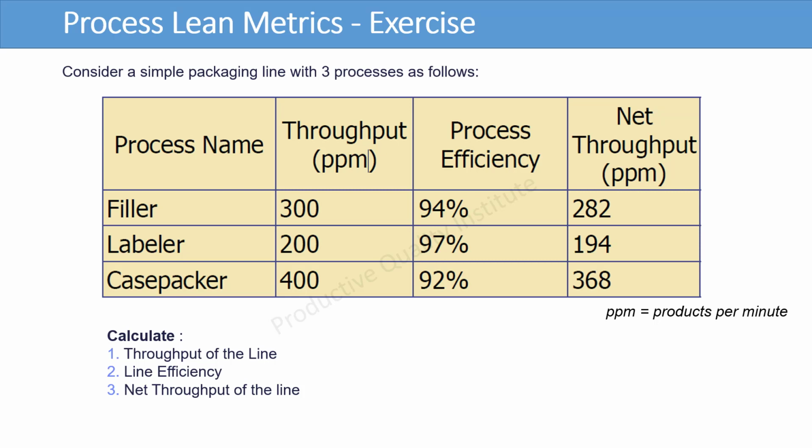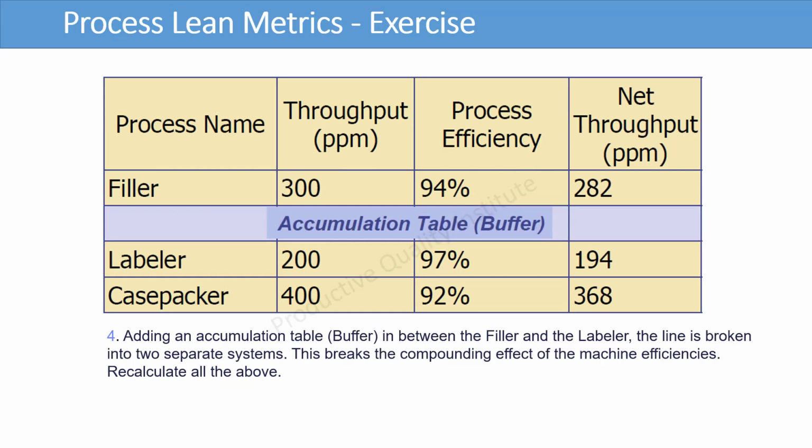Consider a simple packaging line with 3 processes, as shown in the table. Please calculate: 1. Throughput of the line, 2. Line efficiency, 3. Net throughput of the line. 4. Adding an accumulation table, a buffer, between the filler and the labeler, the line is broken into 2 separate systems. This breaks the compounding effect of the machine efficiencies. Recalculate all the above.